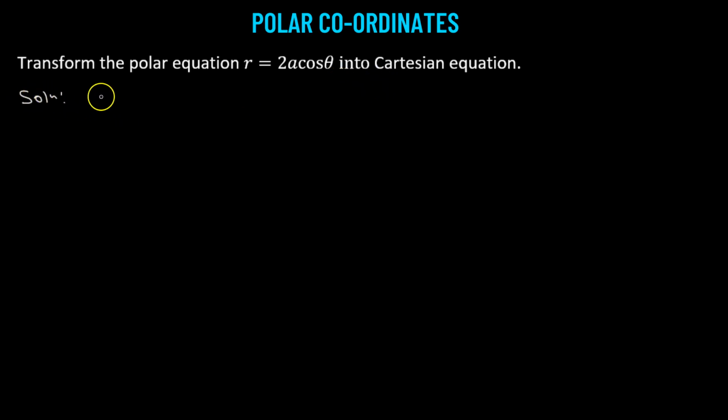Now let's say we have a point P whose Cartesian coordinate is given by (x, y). Then we can represent each of the coordinates, the x and the y coordinate, in terms of r and theta: x as r times cosine theta, and y as r times sine theta. We will be using these two relations to convert our given polar equation into its Cartesian equation.